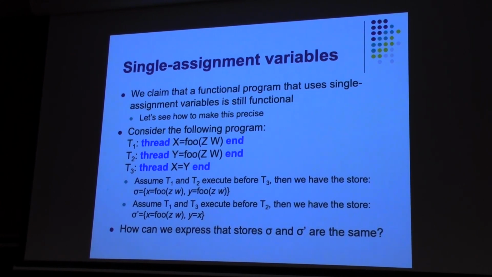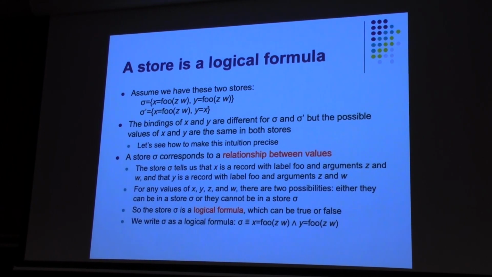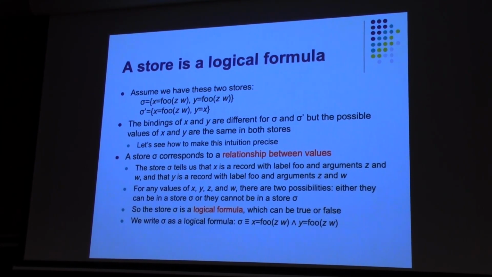And this is going towards logic. Assume we have these two stores, sigma and sigma prime. The bindings of x and y are different in sigma and sigma prime, but the possible values of x and y are the same. Both x and y will be records with a label foo and with two arguments that can be any value, z and w. So how do we make that precise?